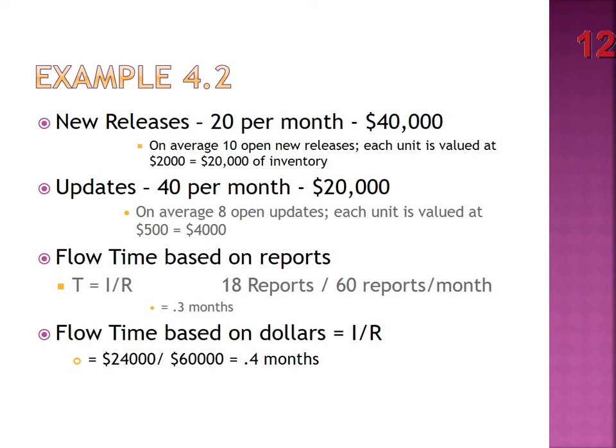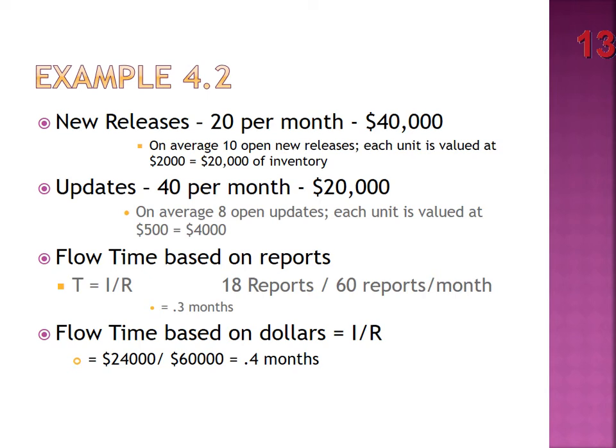The firm's reports can be classified into two types: new releases, which require significant investment of research effort, and updates, which are much smaller in scope. In a typical month, the department releases 20 new releases for a combined value of $40,000 and 40 updates for a combined value of $20,000. On average, there are 10 open, unfinished new releases and 8 open updates.